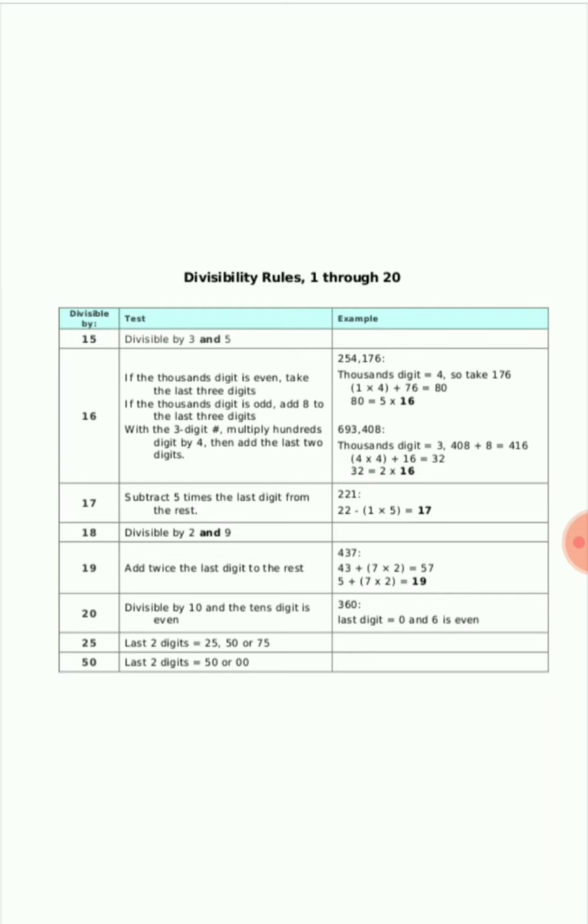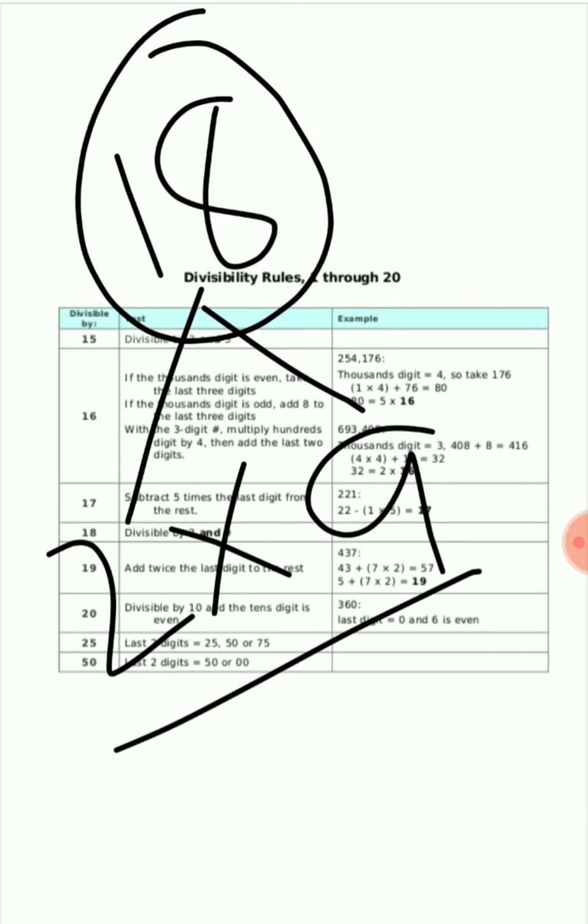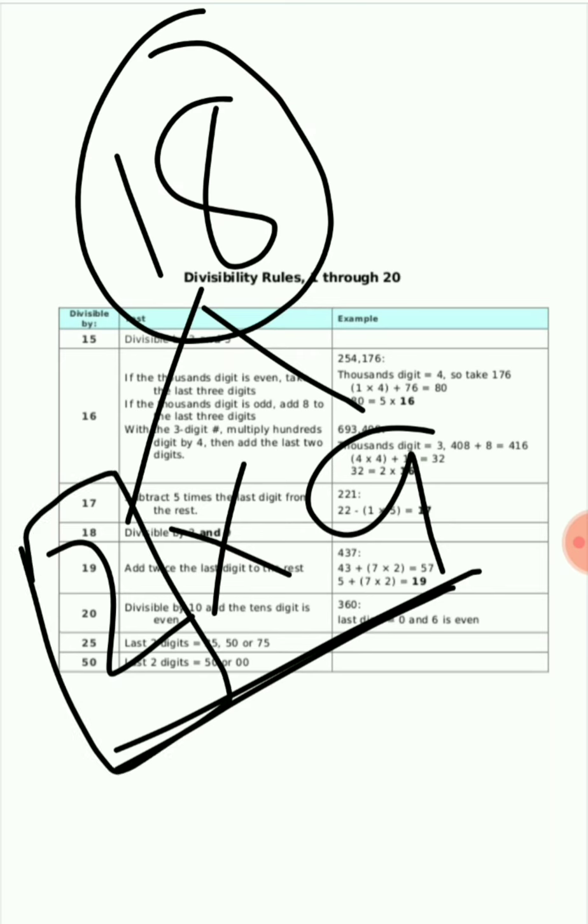Now we check the divisibility rule by 18. To do this, we just check 2 and 9, because 18 can be written as the product of 2 and 9. First we check the divisibility by 2, then we check the divisibility by 9. If a number is divisible by 2 and 9, then it will be divisible by 18.